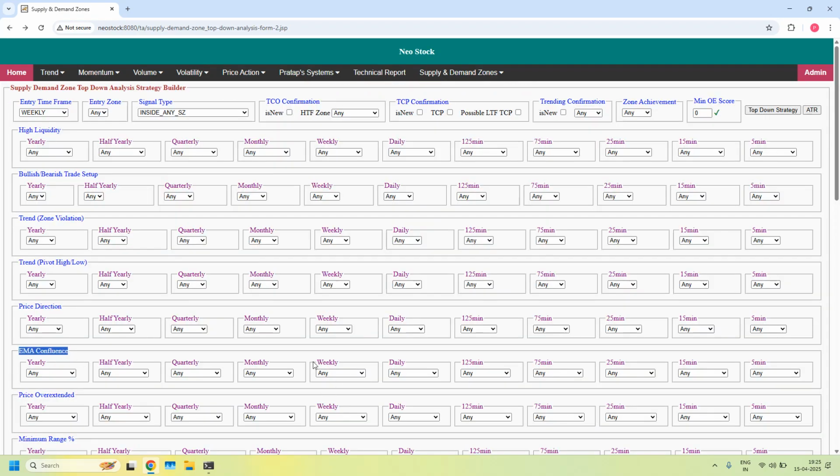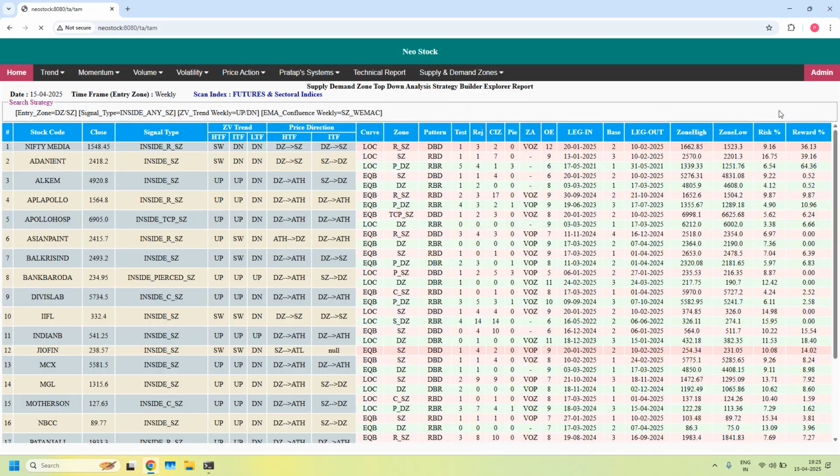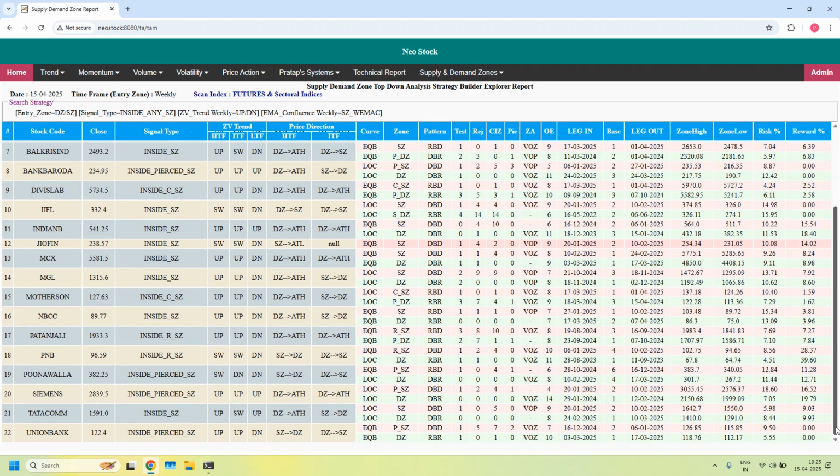So in the EMA at weekly, selecting weekly supply zone having weekly EMA confluence, and also trend on the weekly should not be sideways, it can be up or down. Now the list is reduced. First 16 stocks in the list. Scrolling the list down. So 22 stocks are filtered. So this is about a weekly time frame.